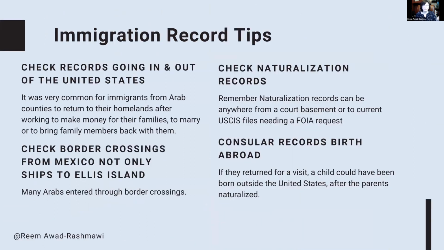So I'm going to give you a few tips here for immigration records. A lot of people look for citizenship certificates or naturalization documents. Well, first of all, there are multiple naturalization documents. And second, that shouldn't be the only place. A lot of times we look at passenger lists, but people from Arab countries would often go back to their homelands and come back. So you may find a later passenger list that wasn't their first entry.